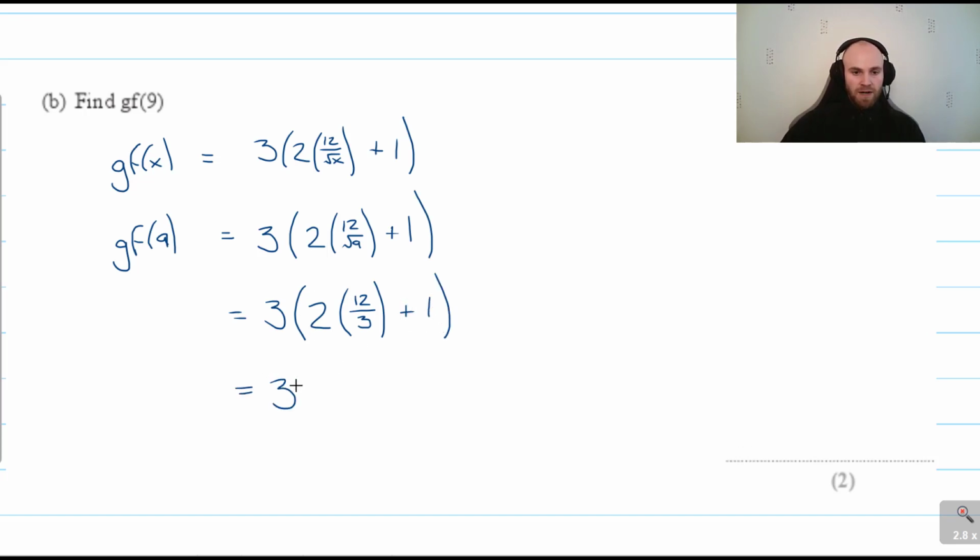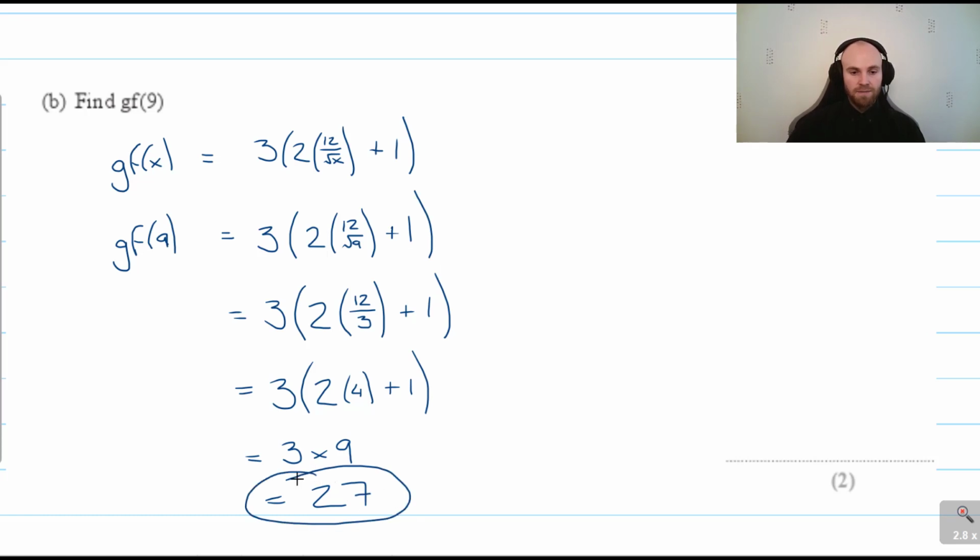And again, we're going to work out whatever's in the brackets first. So we have 12 divided by 3, which is 4, plus 1. And again, keep it in the bracket. So 3 multiplied by, well, it's going to be 2 multiplied by 4 plus 1. Well, 2 times 4 is 8, plus 1 is 9. So that is going to be 3 times 9. And that is going to give us 27.